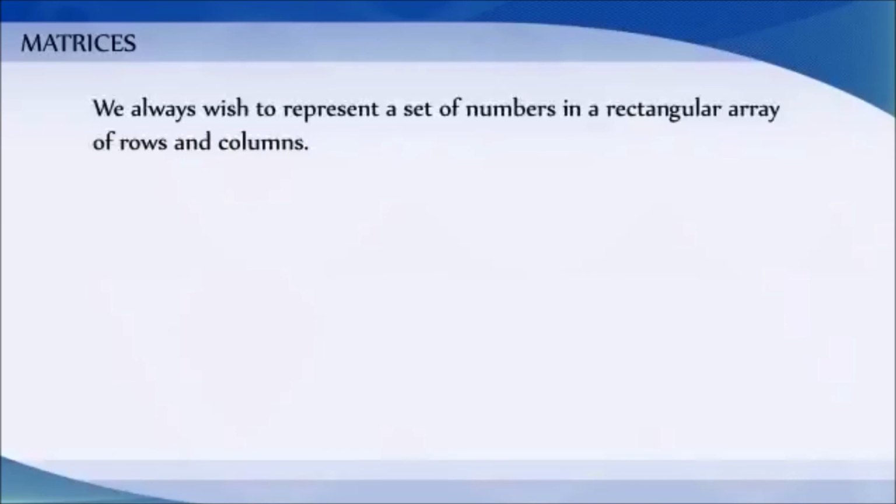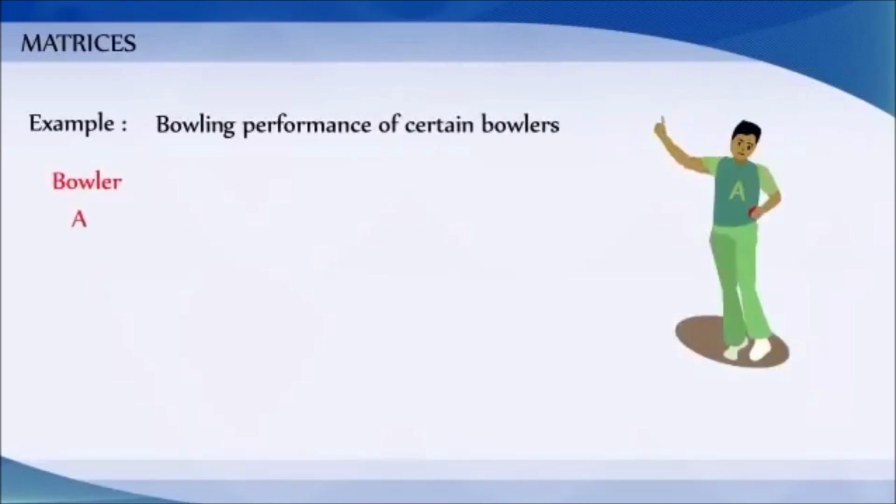Matrices. We always wish to represent a set of numbers in a rectangular array of rows and columns. For example, the bowling performance of certain bowlers is given below. Say bowlers A, B and C.